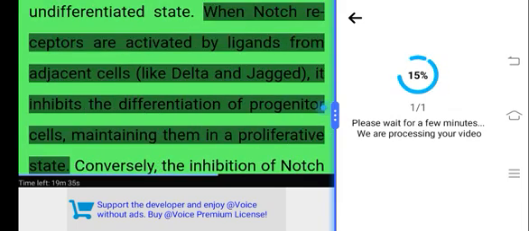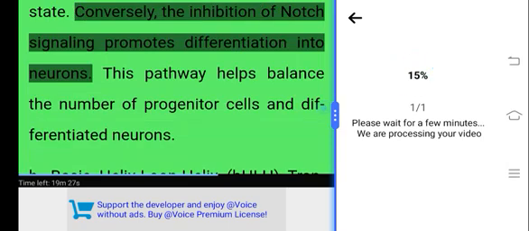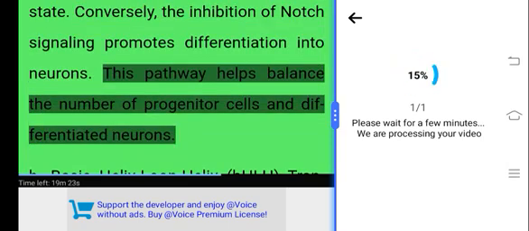When Notch receptors are activated by ligands from adjacent cells, like Delta and Jagged, it inhibits the differentiation of progenitor cells, maintaining them in a proliferative state. Conversely, the inhibition of Notch signaling promotes differentiation into neurons. This pathway helps balance the number of progenitor cells and differentiated neurons.